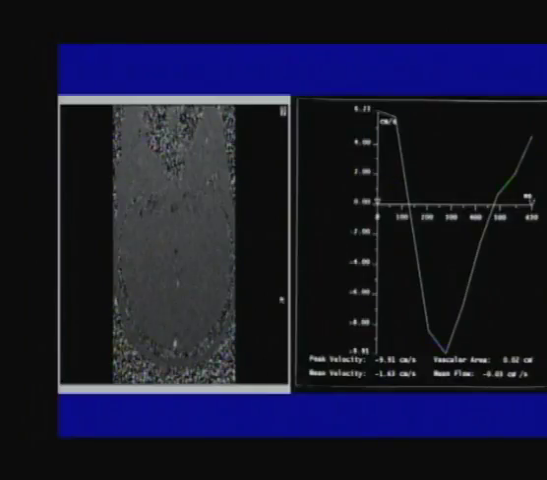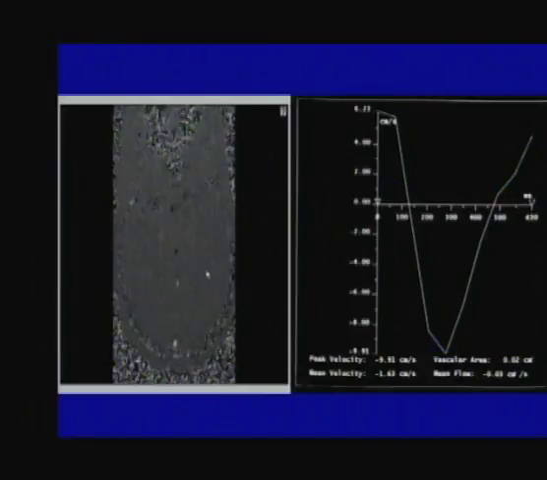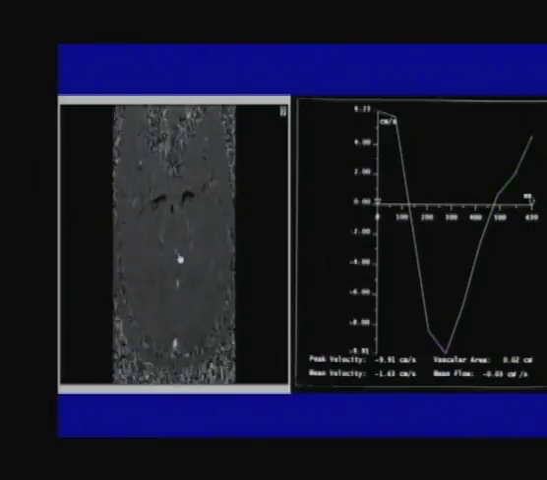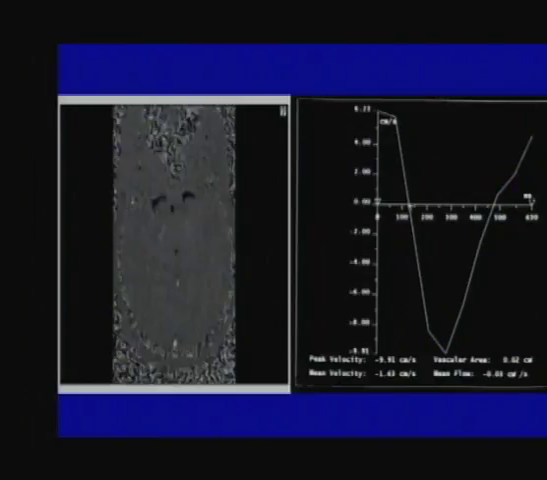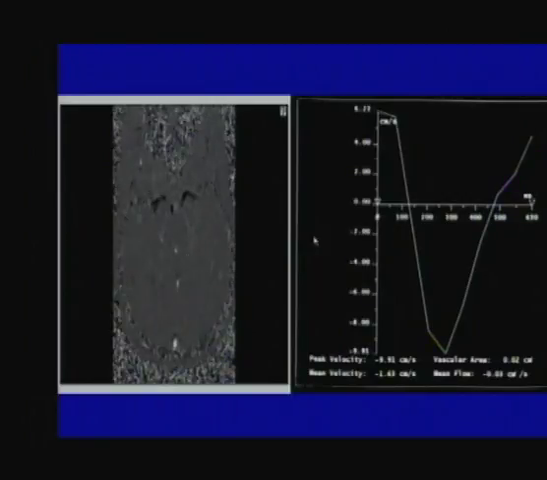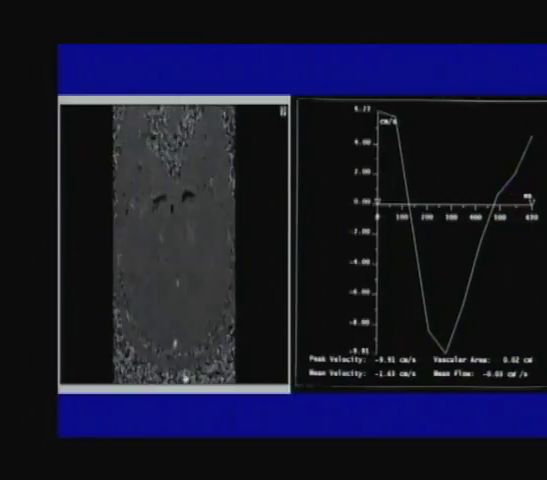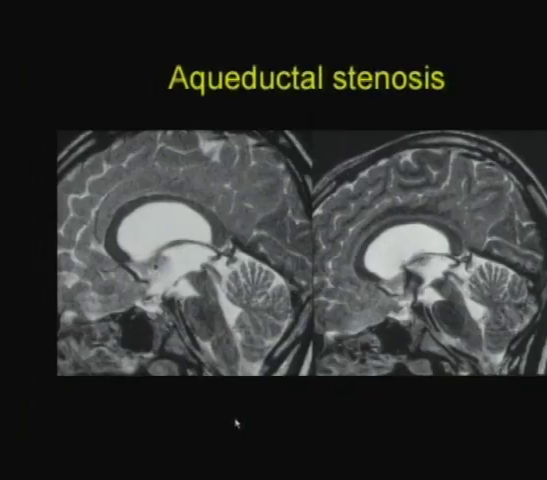And if you do a phase contrast image, you can actually show the flow. You see the white, the brief white signal is the CSF going cephalad. The longer white segment is the CSF going caudal. There's a back and forth flow that occurs.